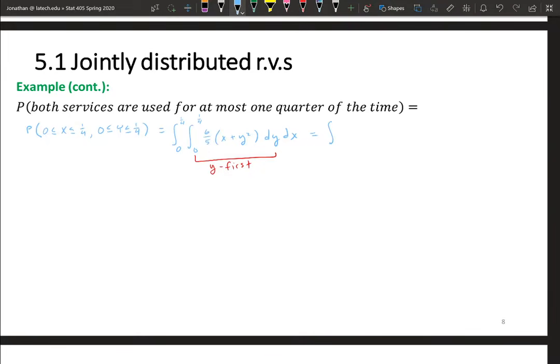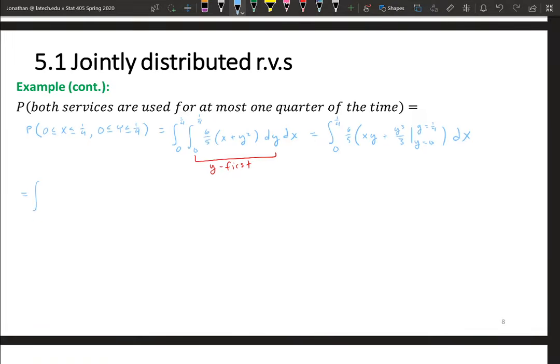So the integral from 0 to 1/4 dx is going to stay. And then 6/5 is going to be the same. But now x is treated like a constant. So if x is a constant, I would just multiply it by y if I integrate it, plus y cubed over 3, from y equals 0 to y equals 1/4, dx.